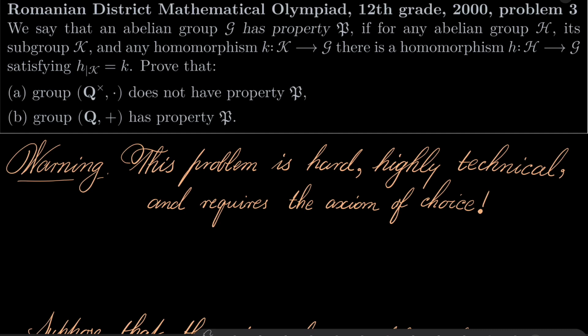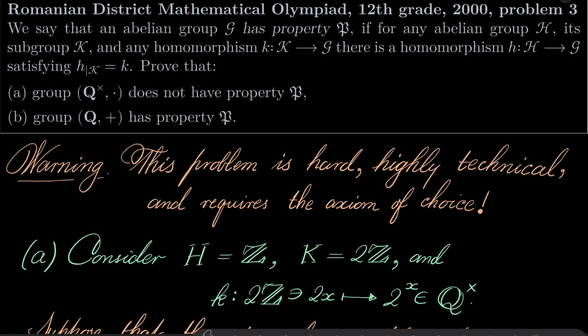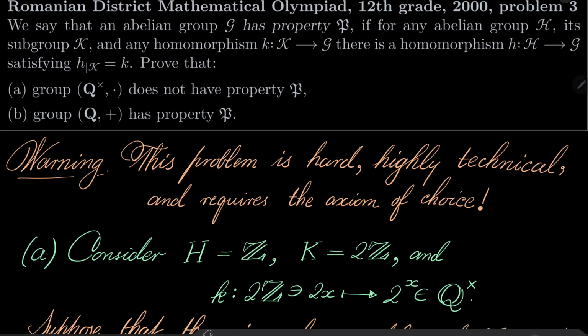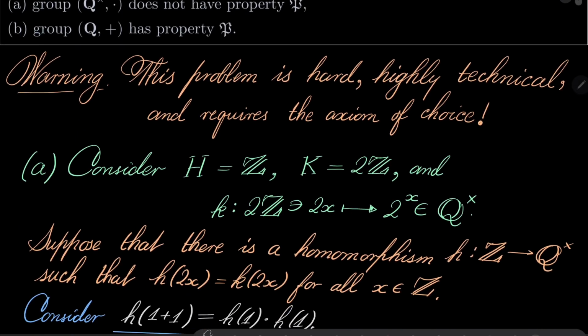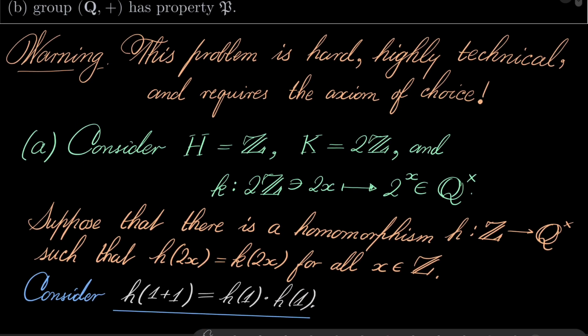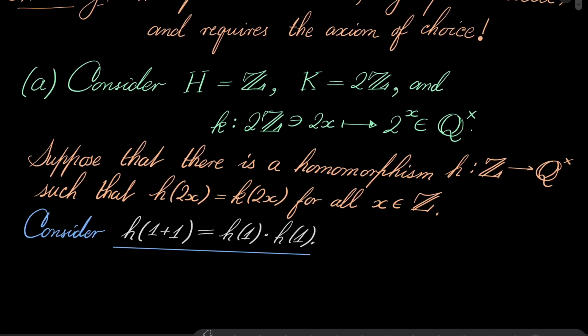Part A is quite simple. For part A, consider H to be the set of integers, K be the set of even integers, and let k be defined so that it takes some number of the form 2x and returns 2 to the power of x. Well, suppose that there is a homomorphism h which extends this function k, and consider h of 1 plus 1. Well, it should be equal to h of 1 times h of 1, since this is a homomorphism, which takes addition to multiplication in the other group. So this is about part A.